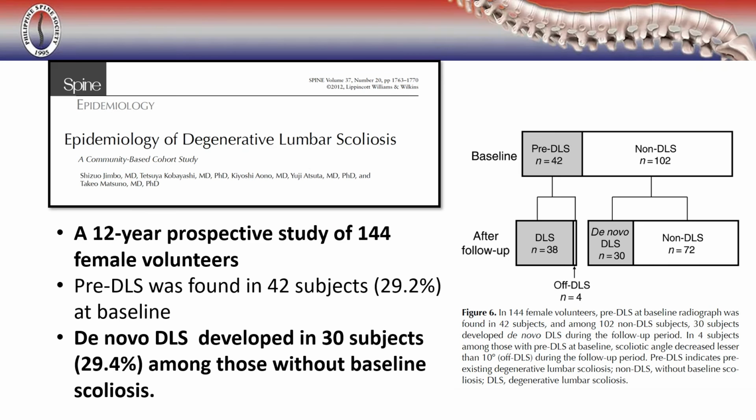So here's a more recent study that I just want to draw attention to. And this is just a continuation of some of the other studies I cited earlier. This time with a longer follow-up of about 12 years. 144 female volunteers, 42 with pre-existing scoliosis, 102 in the non-scoliosis group. As you can see, degenerative scoliosis developed in 29.4% in the group of patients without baseline scoliosis over a 12-year follow-up.